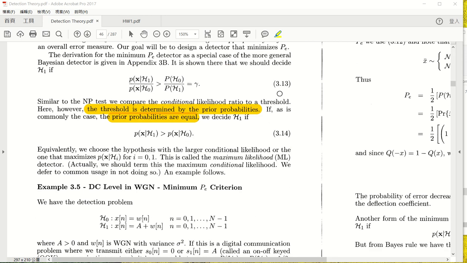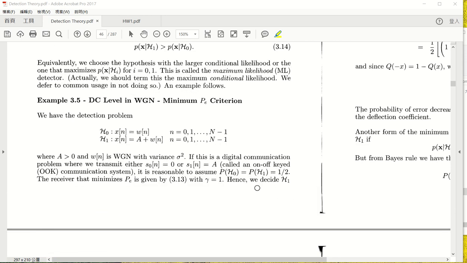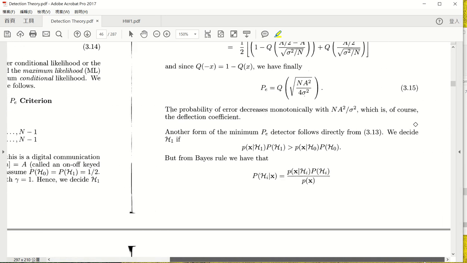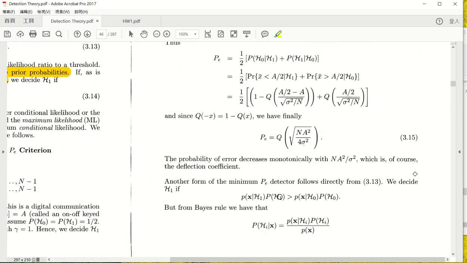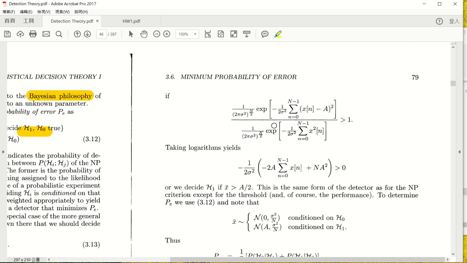This is 3.13, by using this equation. So we will decide H1. We are at page 79. We'll decide H1 if this is larger than 1. And this is what? This is in fact the probability of X conditioned on H1, right? This is conditioned on H1.